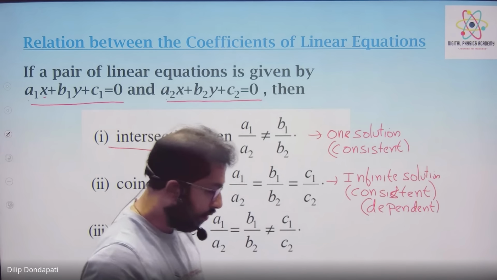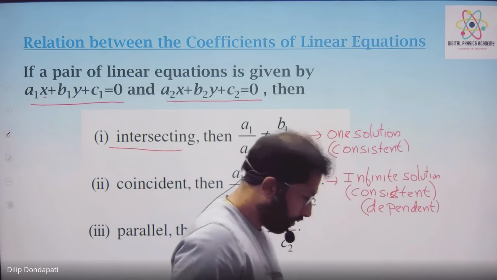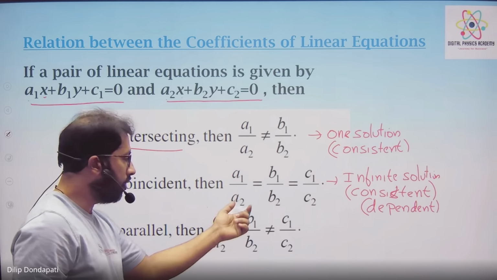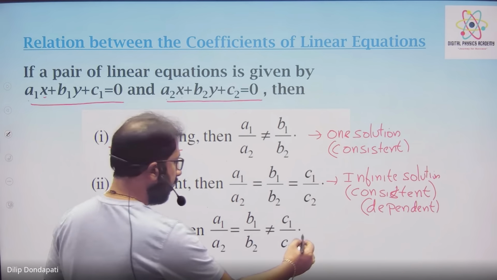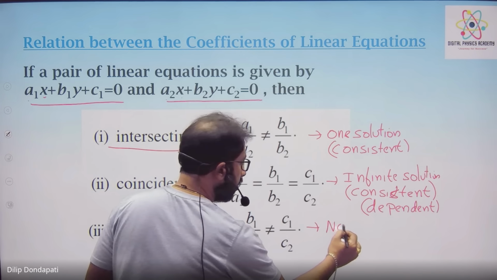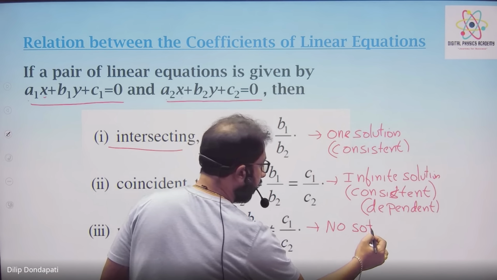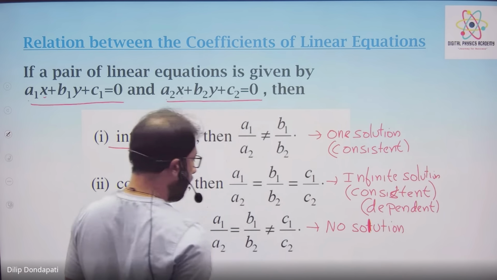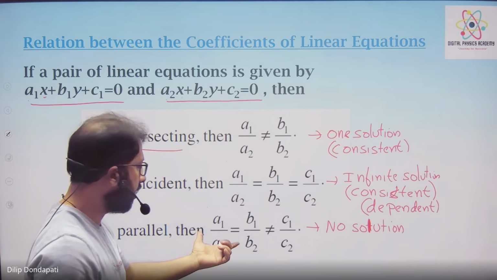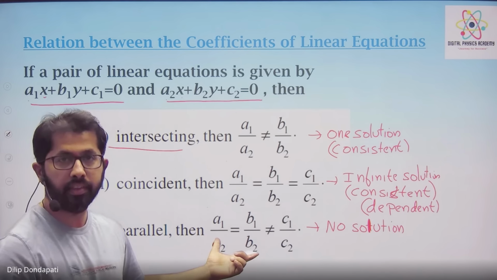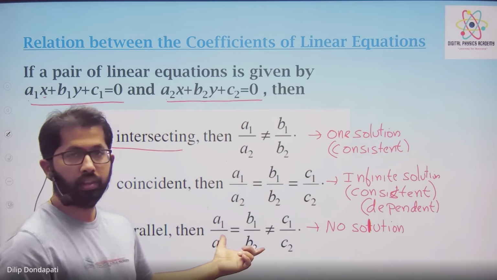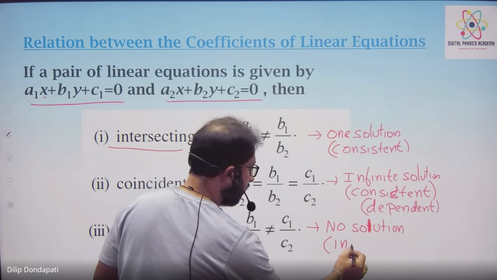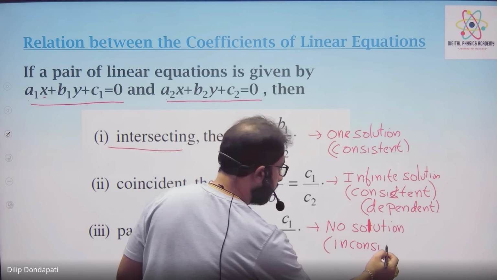Okay, very important. Next, parallel. For parallel, a1 by a2 is equal to b1 by b2, not equal to c1 by c2. It has no solution, right? No solution because the lines are not touching. And is it consistent or inconsistent? This is no solution, so it is inconsistent.